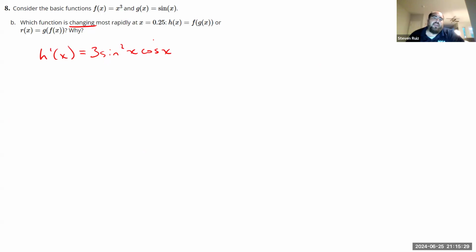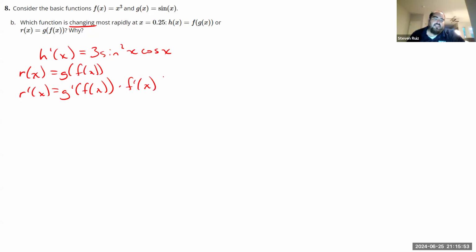But now we want to evaluate this, composing the same two functions, but in the opposite direction. So if r of x is equal to g of f of x, then what is that derivative? R prime of x is equal to the derivative of the outside function g, evaluated at the inside function f, times the derivative of the inside function f.